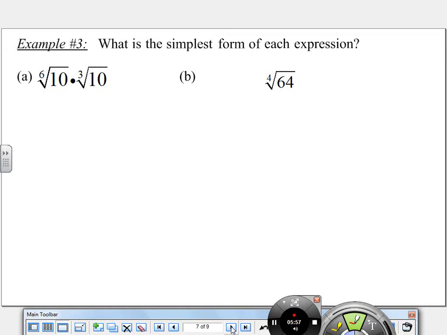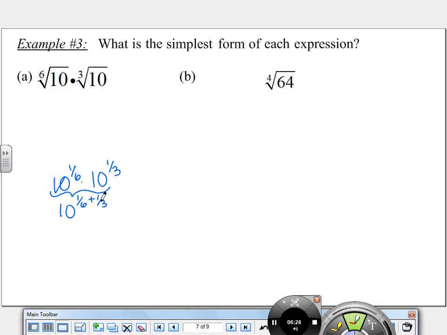All right, now we're going to look at some expressions and see if we can simplify them. So if you look at part A, we had talked before about the fact that their indexes weren't the same, therefore we didn't feel like we could simplify this expression. But now if I rewrite these radicals in exponential form, with exponents instead, I now see that they have the same base, and I can go ahead and add together the exponents.